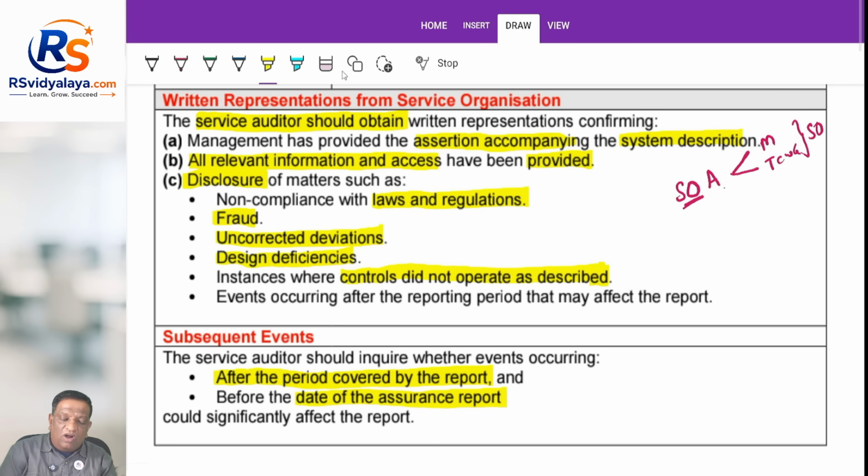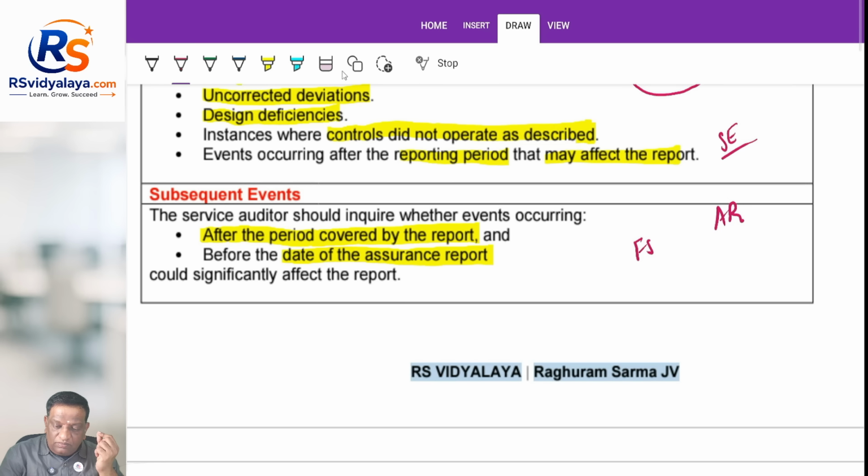Then what are subsequent events? Normally, subsequent events are the events occurring after, to put it in student language, the date of financial statements and before the date of the audit report. So, the date of financial statements and the date of audit report.